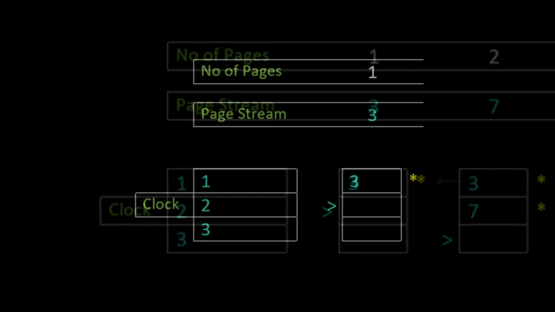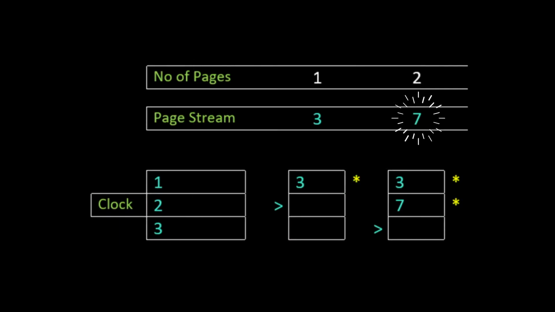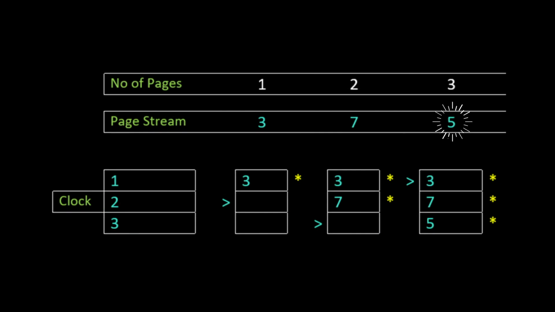First, the arrow pointer is pointing to the first frame. So 3 will be placed in the first frame with the use bit, and the arrow pointer will move to the second frame. Now 7 will be executed. 7 will be placed on the second frame, and 7 will have the use bit. Now the arrow pointer will move to the third frame. Then 5 will be executed. So 5 will be placed on the third frame with a use bit.